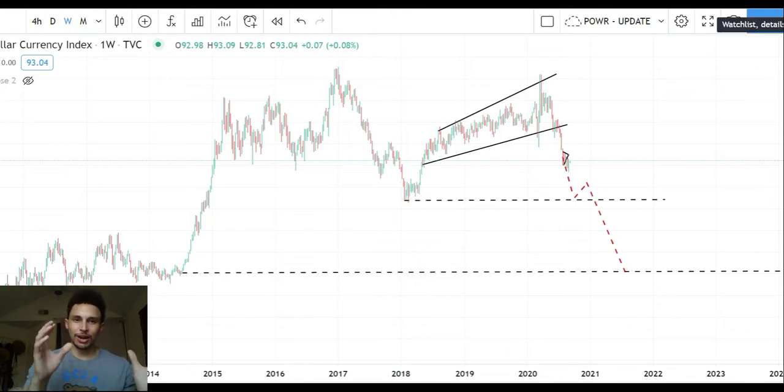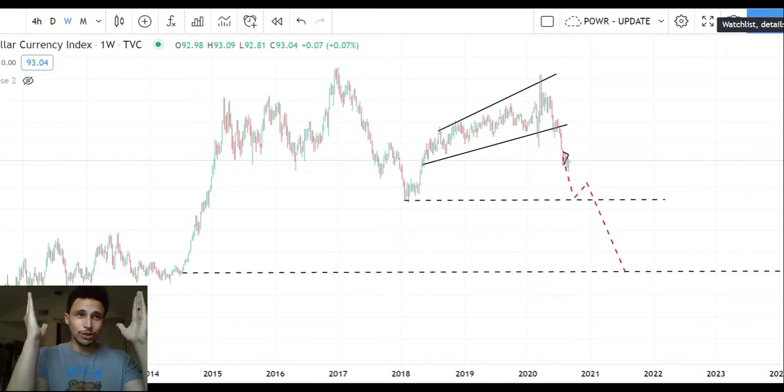Basically, if the dollar strengthens, other things become cheaper. If the dollar weakens, other things strengthen. So if you know that this is integral in pretty much dictating the overall direction of other assets, it's very important that you go and look at the dollar.